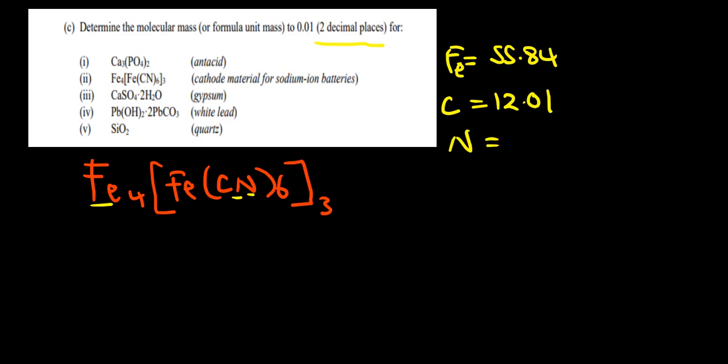Okay, so for the iron, its atomic mass is 55.84 when you round it off to 2 decimal places, as we have been told here. And then for the carbon, we know it's 12.01, and then for the nitrogen, we know that it will be 14.01. So that is what we have. Okay, so now let's multiply this.